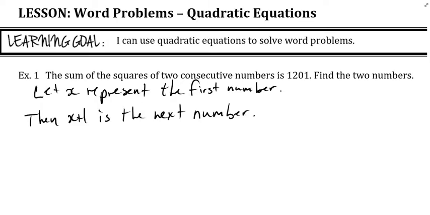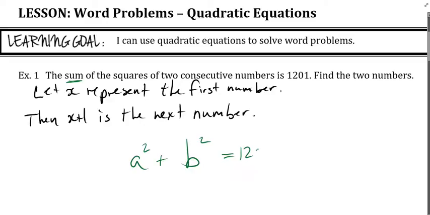So forget about the fact that it's two consecutive numbers for a minute. And it's just two numbers. And let's say my two numbers are A and B. What is this saying? It's saying the sum, which means I add them, of the squares of two numbers. So the square of A is A squared, and the square of B is B squared. The sum of the squares of the numbers is 1201.